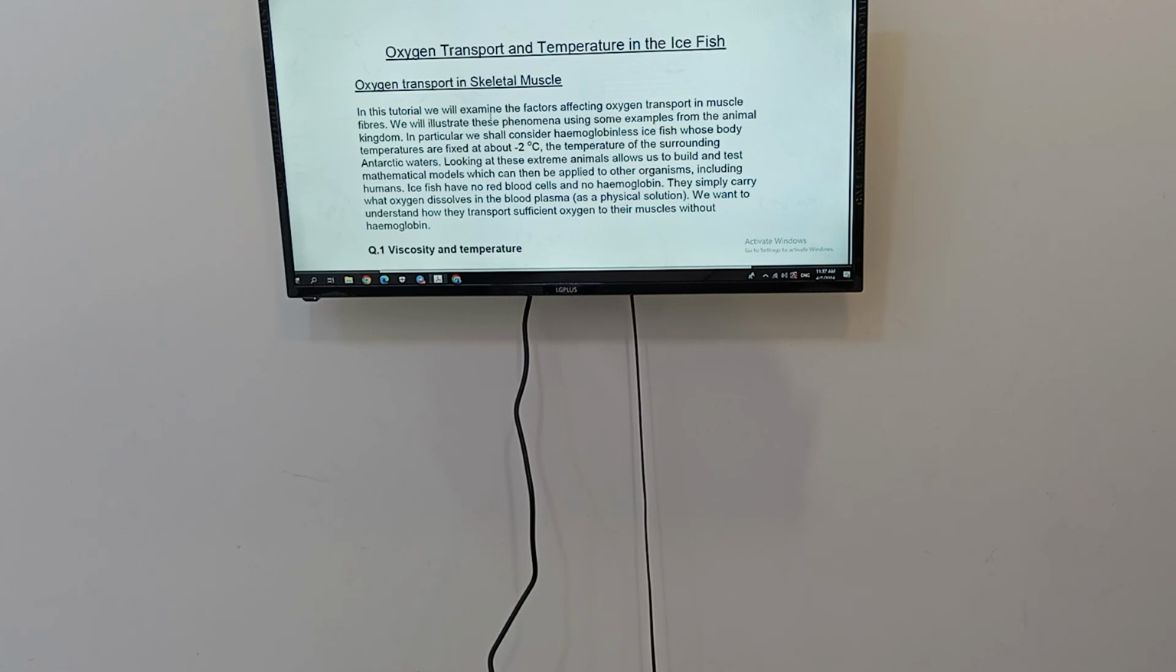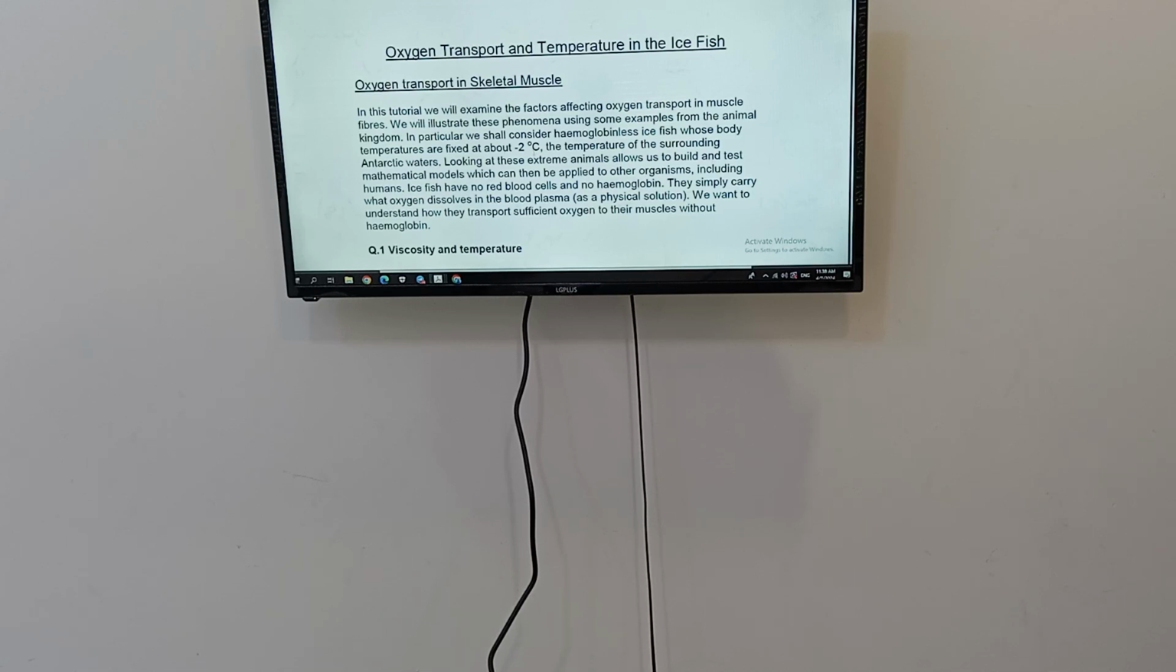This will be like an exercise or tutorial, so it is more of an exercise than an explanation, but relating to the lecture. Okay. In this tutorial, we will examine the factors affecting oxygen transport in the muscle fibers. We will illustrate these phenomena by using some examples from the animal kingdom. In particular, we consider the hemoglobinless ice fish whose body temperature is fixed at negative 2 centigrade. This ice fish has no hemoglobin.